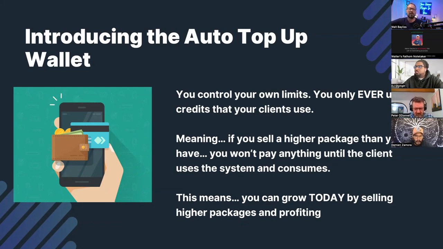And then he slowly uses it during the month. And only when he uses it will your wallet auto top up. Okay. So you can sell a high package for a high value and nothing comes out of your pocket until that credit is consumed. And it's all done automatically by the wallet. So this is money in your pocket first to make sure that you've got that growth system. All right. That means that you can grow today by selling higher packages and profiting.